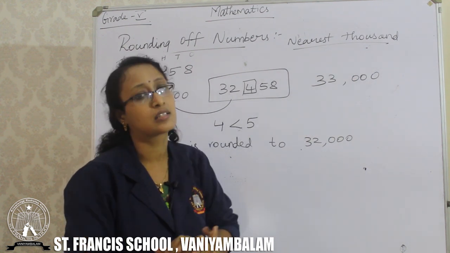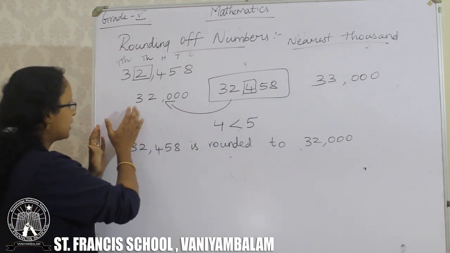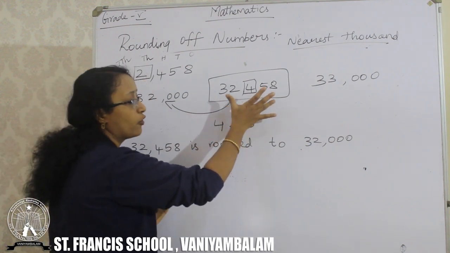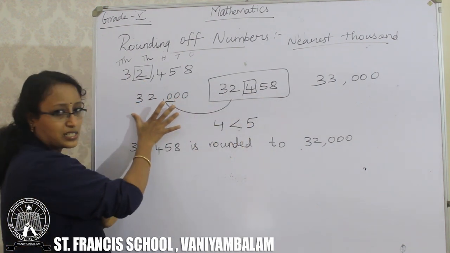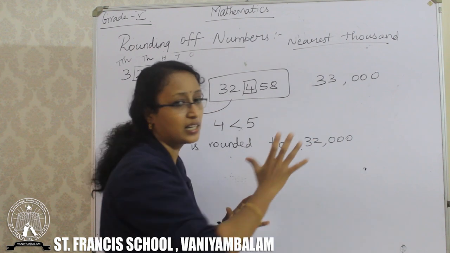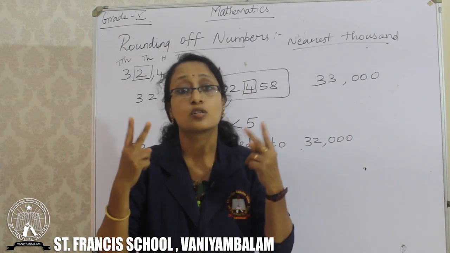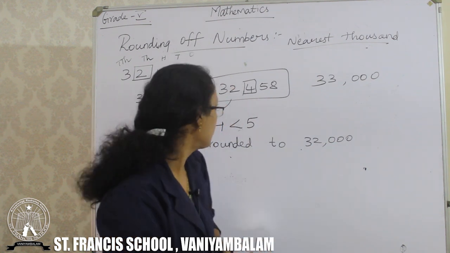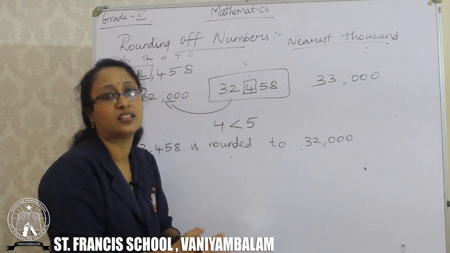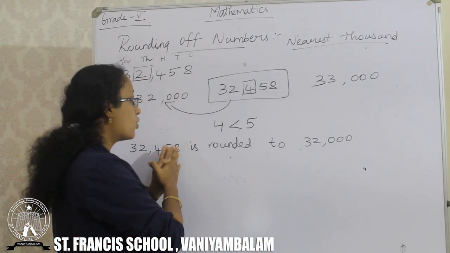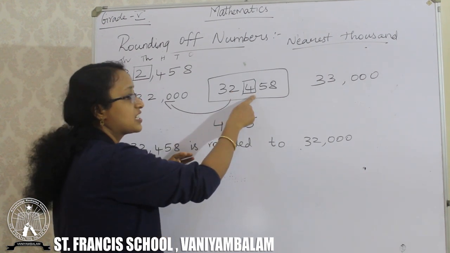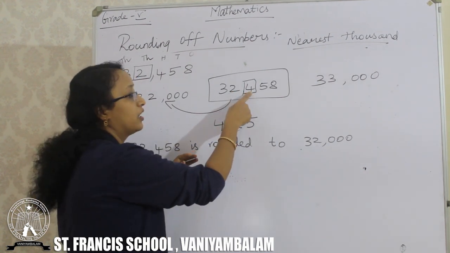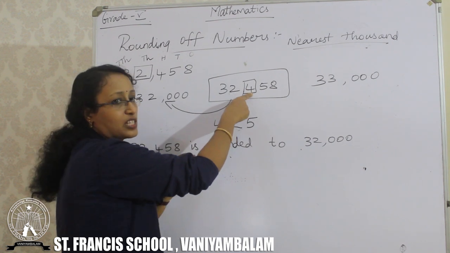So, what is the next 1000 for this 32,000? Next 1000 is 33,000. That means 32,458 lies between 32,000 and 33,000. So, we now have 2 answers with us, right? Okay, 32,000 and 33,000. So, what will you do? Check the hundreds place value. Here, the hundreds place digit is 4.